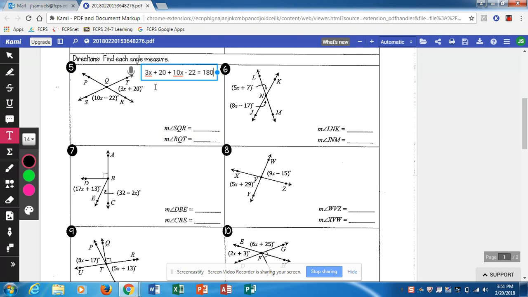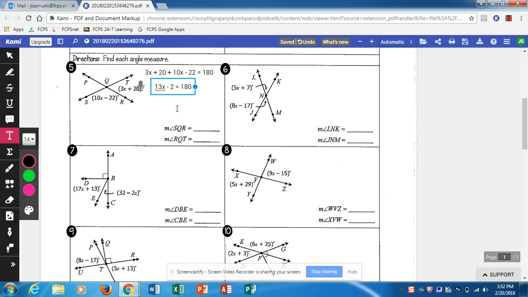And when we are solving an equation like this, quick little review, we have to combine like terms first. So when we combine like terms, 3x plus 10x is going to be 13x, and 20 minus 22 is going to be negative 2. And we still have that 180 over there.